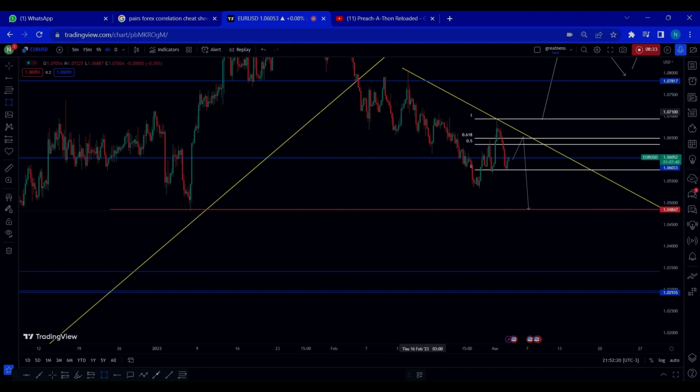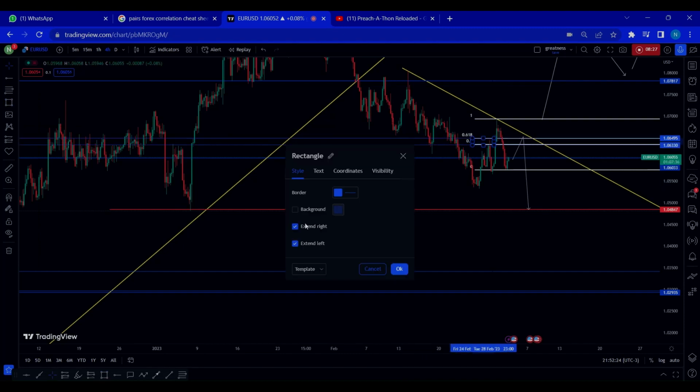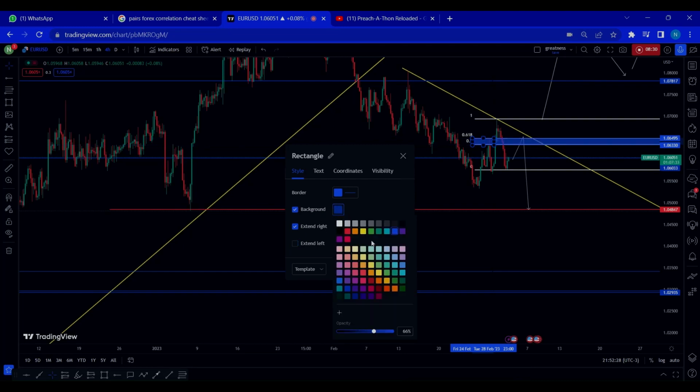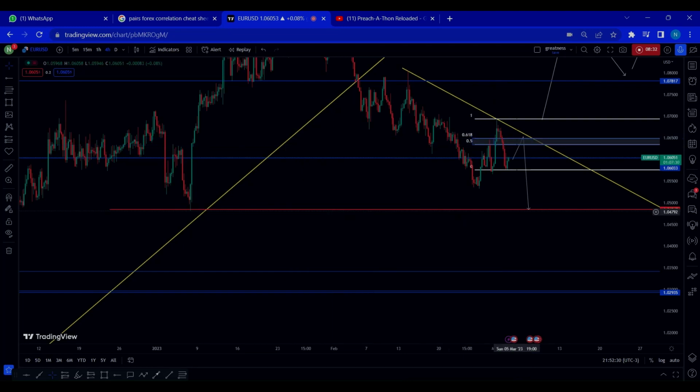Once you understand your market, things become very simple. So I'm looking for Euro USD to come back to this zone, extend to the left, background. Let's make it gray. I'm looking for Euro USD to come back to the zone. Once Euro USD actually comes back to the zone and then gives me a candlestick confirmation, that's when I'll start looking for my sells. And I'll sell the market from this level all the way, maybe until here.